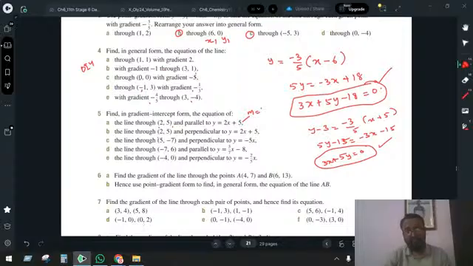What is the gradient here? Gradient of our required line? 2 or 1 over 2, minus 1 over 2. 1 over 2, right? Next, perpendicular. Parallel, m is equal to 3 over 7. And perpendicular, m is equal to 5 over 2. The product has to be minus 1, so it is 5 over 2.